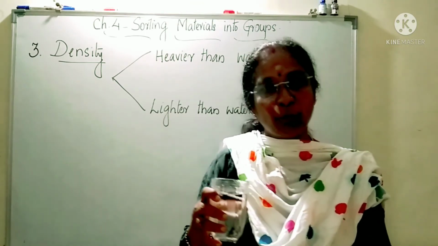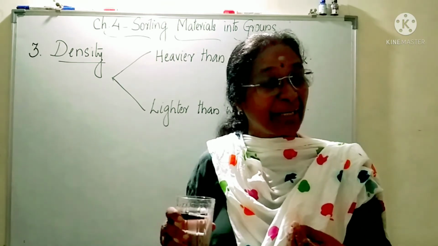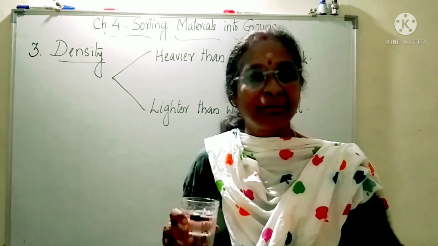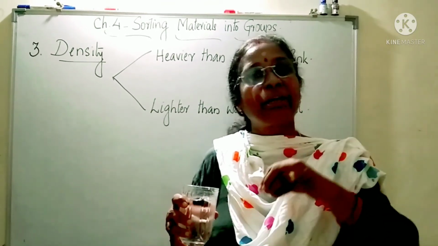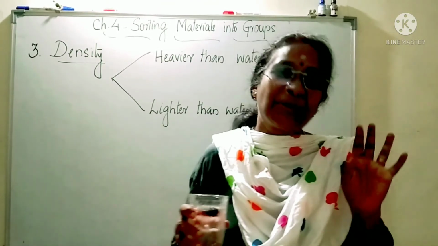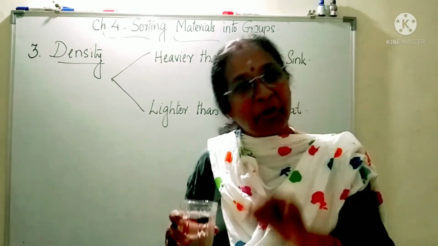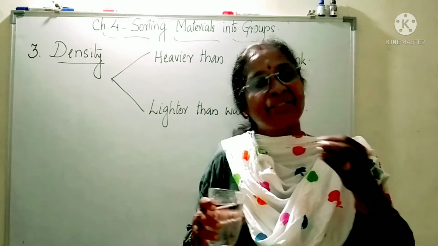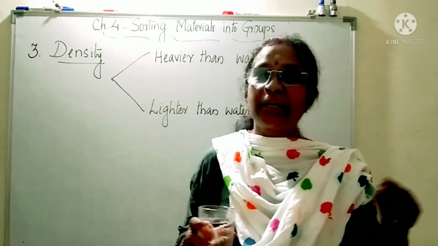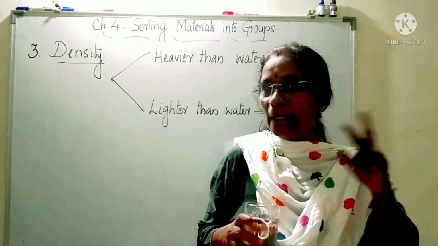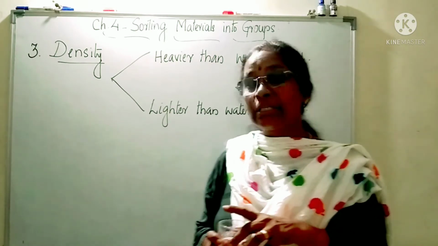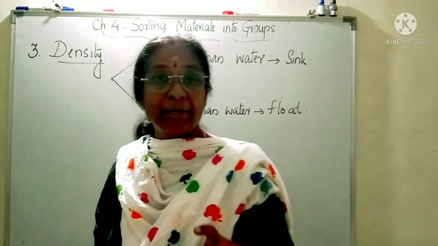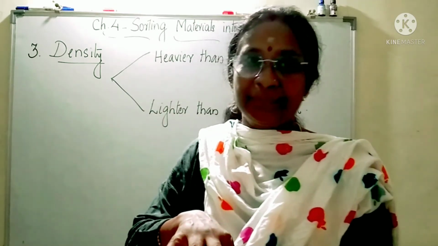So you can try at home with different materials, but be careful. If useful things get spoiled in water, I will not be responsible. So talk with your parents and then try which materials sink in water and which materials float in water. So this is another property which is called density, and here we compare density with water.